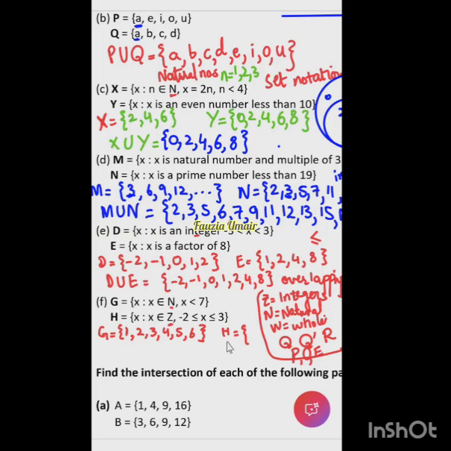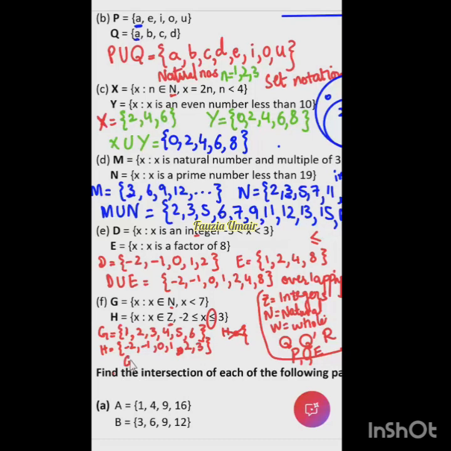So now let's write down the elements of set H. They are integers, where x is bigger than or equal to -2 and less than or equal to 3. So the elements are -2, -1, 0, 1, 2, 3. This time, the borders are also included. Why? Because of this equal sign, because it is less than and equal to. So 3 and -2 will also come in the answer.